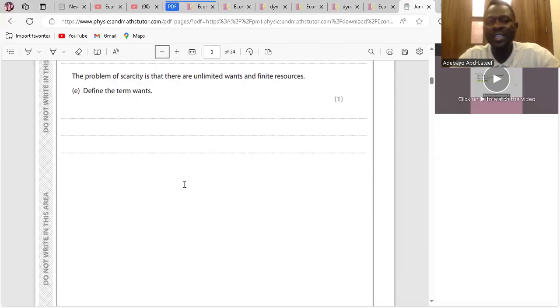This question E. The problem of scarcity is that there are unlimited wants and finite resources. Define the term wants. These are the desires of humans for goods and services. Did you mention desire? If you do, you get the mark. For goods and services, that means it's always what? Unlimited. We move on.